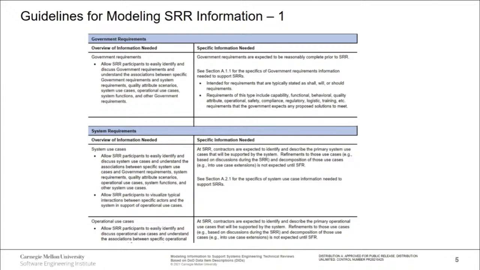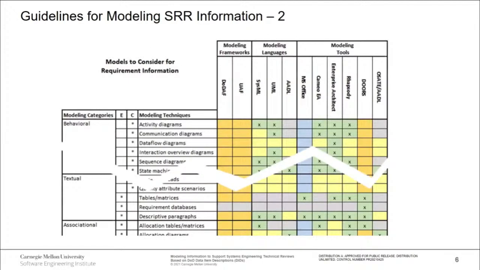we're saying, okay, what types of information is needed in the model? Well, we see we want to have government requirements in the model. We want to see the various system use cases in the model. We want to see operational use cases and so forth. That table is actually much bigger than the snippet that you're seeing here. Then moving down to the next slide, please.